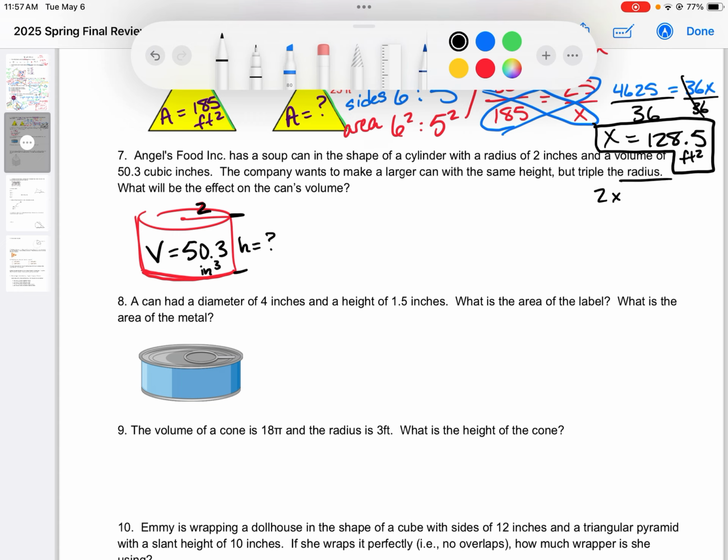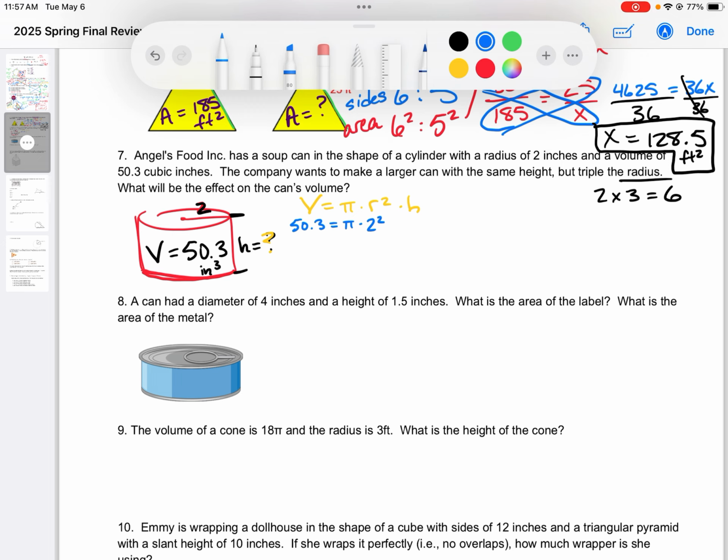And they're going to take the radius of 2, and they're going to triple it. So 2 times 3, the new radius is going to be 6. It says, what will be the effect on the can's volume? So what we want to do here is figure out the height first. We want to figure out this missing height, okay? So we're going to write out our volume formula for a cylinder, which is pi r squared h.